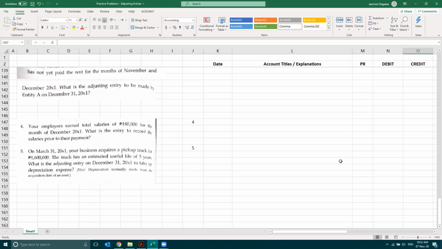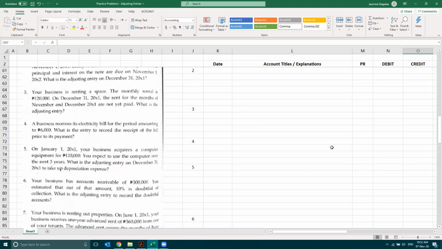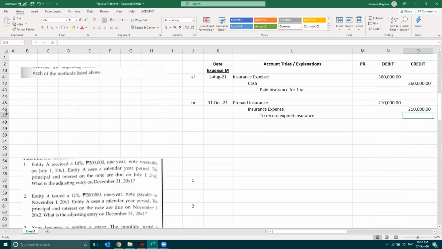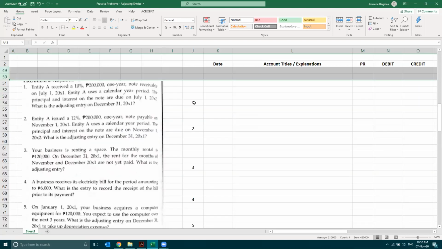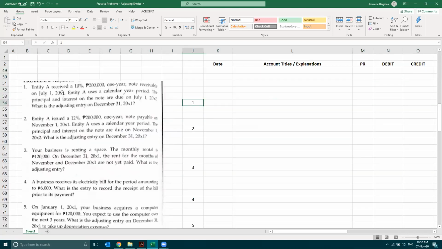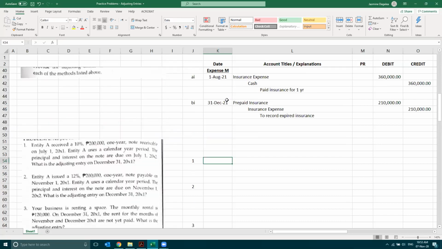There are still many problems. So last problem. Oh no, we still have time, 1 hour. So this one. Entity A received a 10% 200,000 one-year note receivable on July 1. Entity A uses a calendar year period. The principal and interest on the note are due on July 1 next year. What is the adjusting entry?